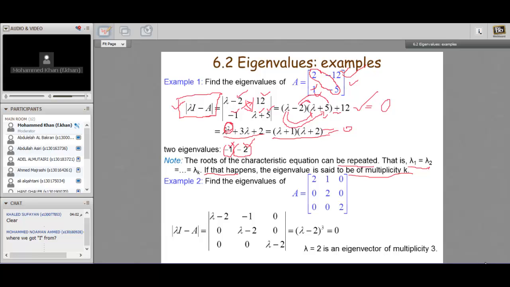If you remember, I solved one type of problem in my face-to-face class where the roots are repeated. That is what we call the multiplicity. So let's see the other question. It is a 3 by 3 matrix, and we have to find the eigenvalue of the matrix.